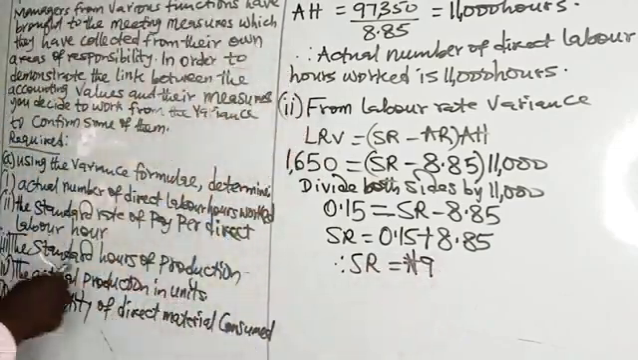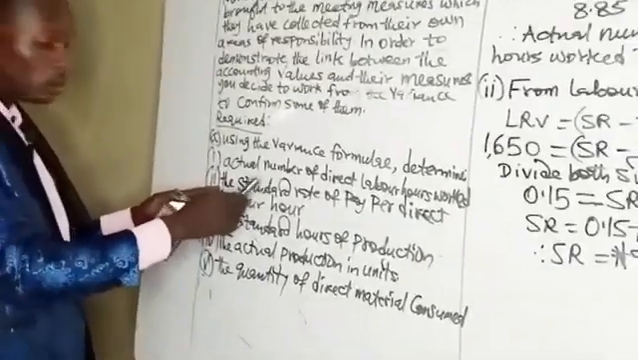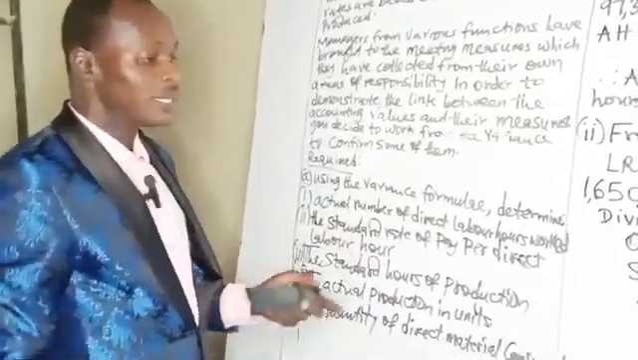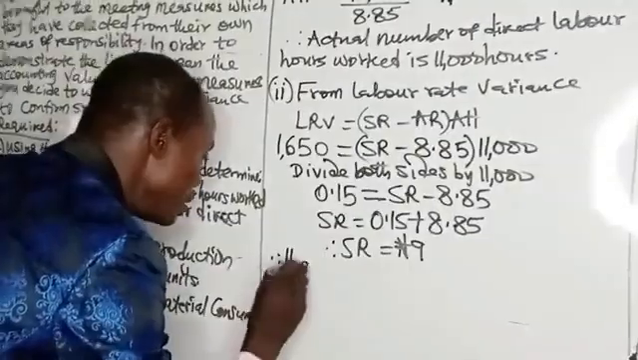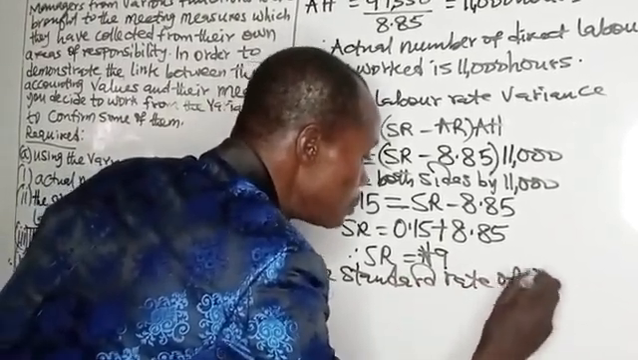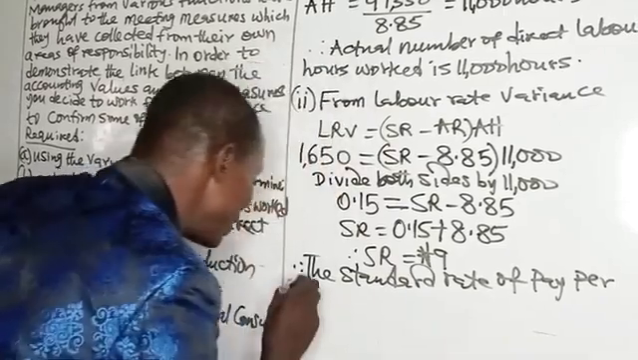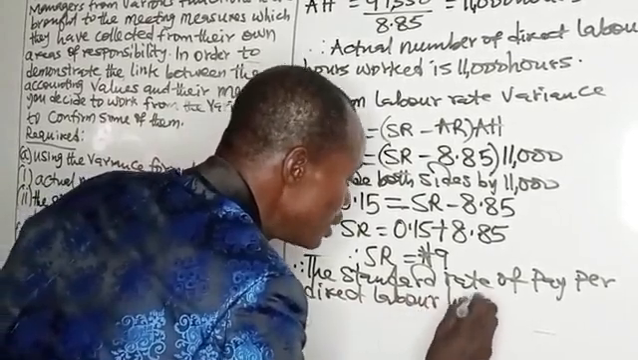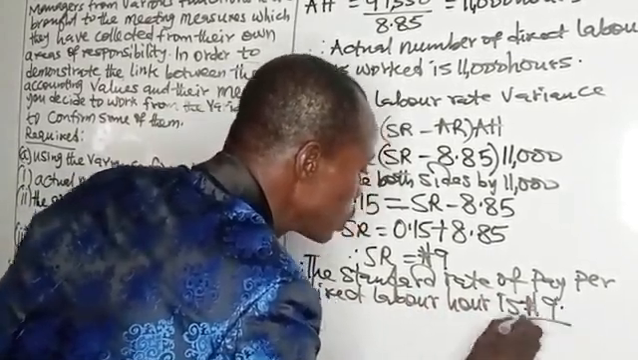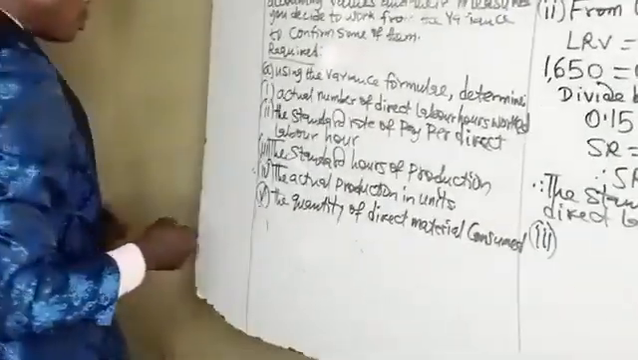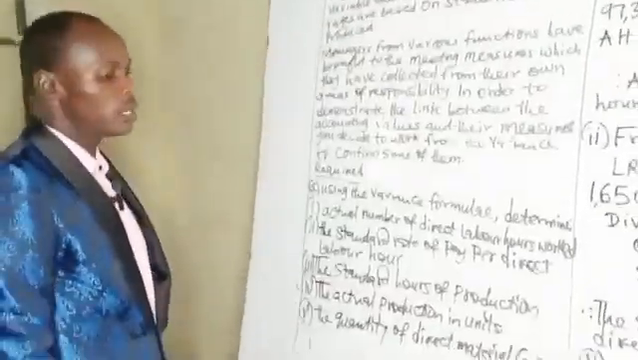So, we were to calculate SR, the standard rate of pay per direct labor hour. Therefore, the standard rate of pay per direct labor hour is 9 naira. That is the solution to Roman figure 2. Then 3. Back to the question. You have to calculate the standard hours of production.